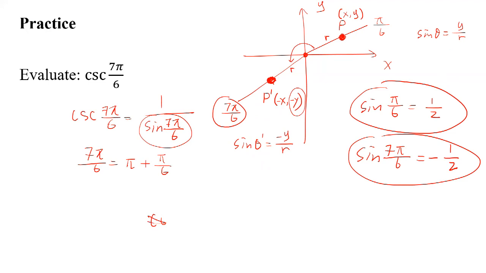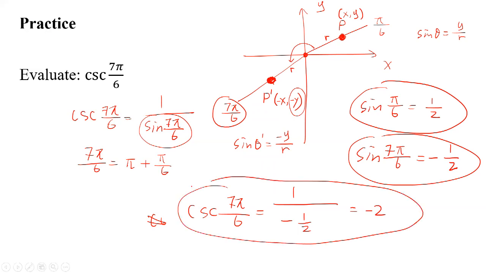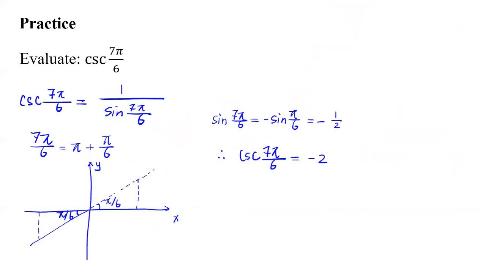Okay, so now we can make the conclusion. Cosecant 7 pi over 6 equals 1 over minus 1 over 2, which is minus 2, right? Okay, any questions? Okay, so let's have a look at another practice.